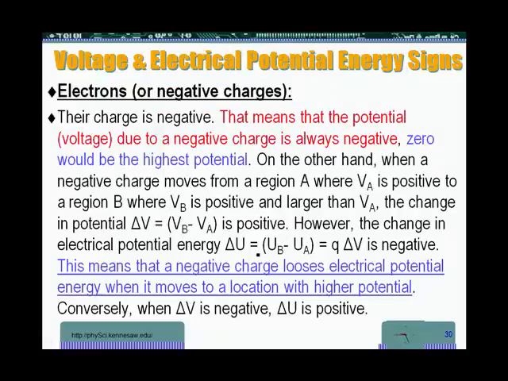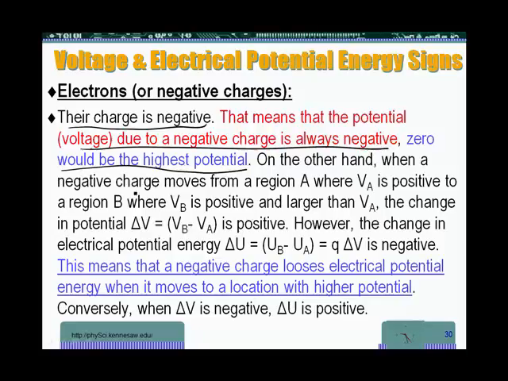Now, we need to be careful in dealing with voltage and electrical potential energy, especially with the signs. Whenever we deal with electrons or negative charges, since the charge is negative, that means that the potential due to those charges is going to be always negative, 0 being the highest potential.